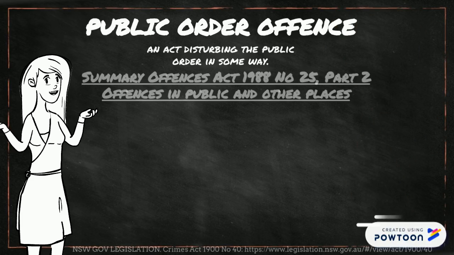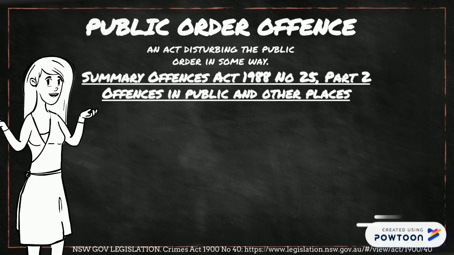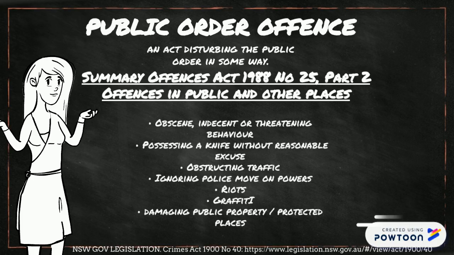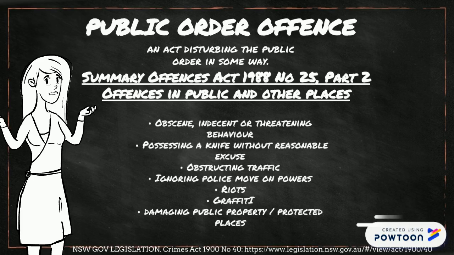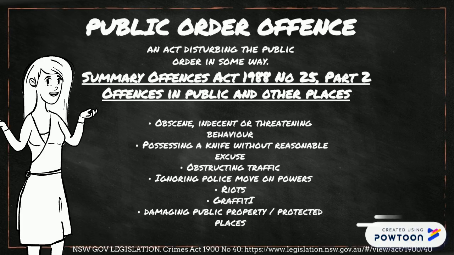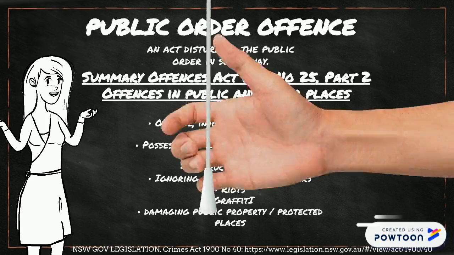Under the Summary Offences Act 1988, Number 25, Part 2, offences in public and other places. This includes obscene, indecent or threatening behaviour in public, possessing a knife in public without reasonable excuse, obstructing traffic, ignoring police move-on powers, riots, graffiti, and damaging public property or protected places.